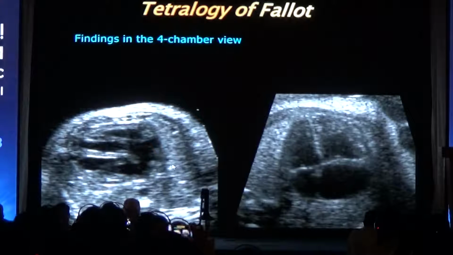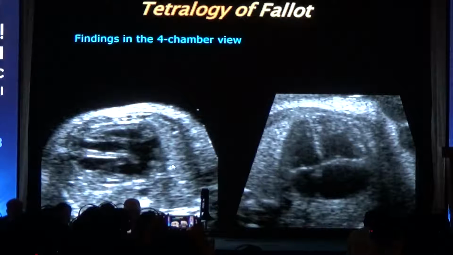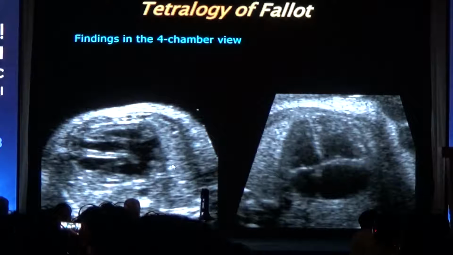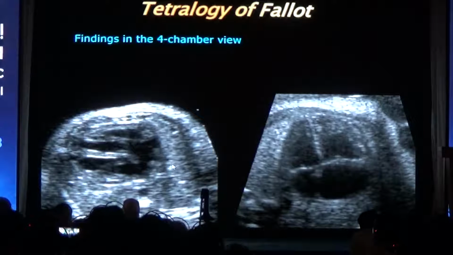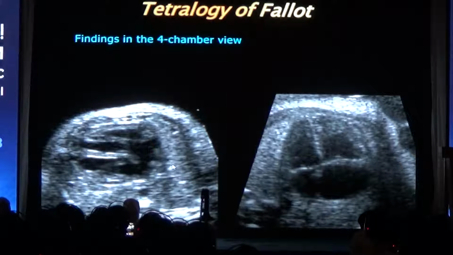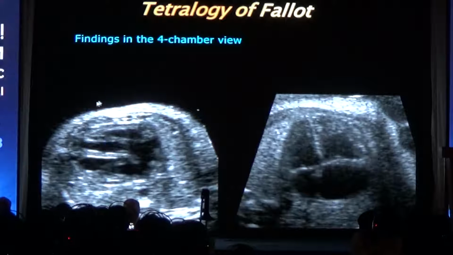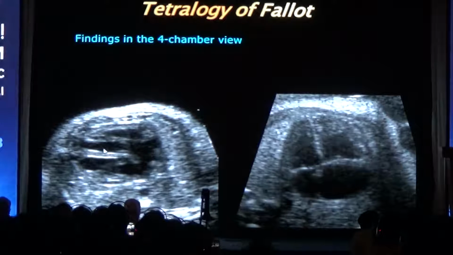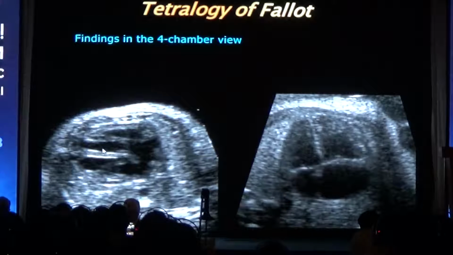So what's abnormal in this 4-chamber view here? I want to hear two findings. How about the axis of the heart? Is the axis of the heart normal? Remember, it should be 45 degrees to the anterior posterior line. This is almost 80 degrees. Okay, so the baby has left axis deviation.